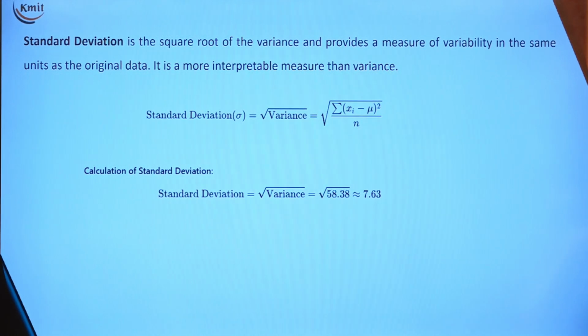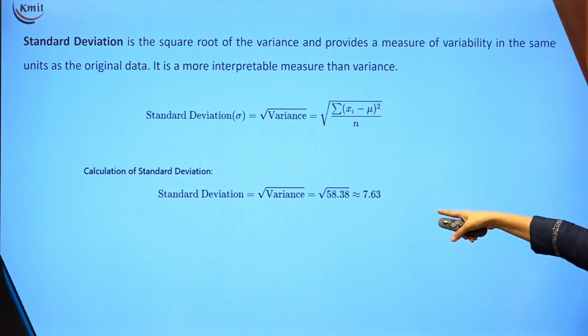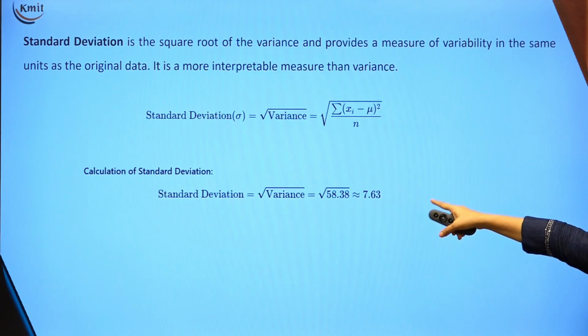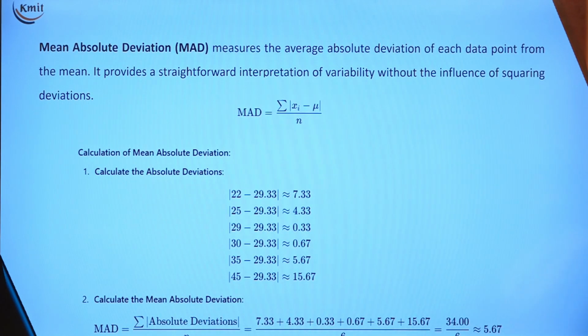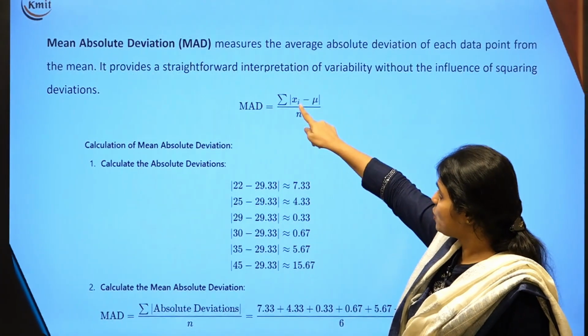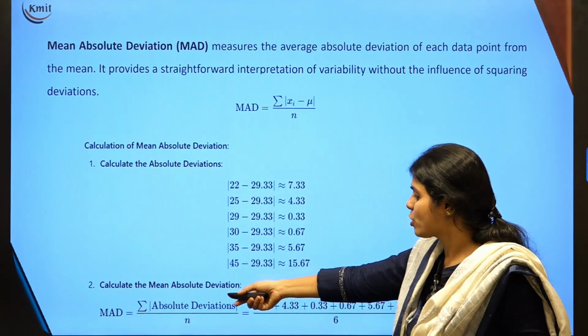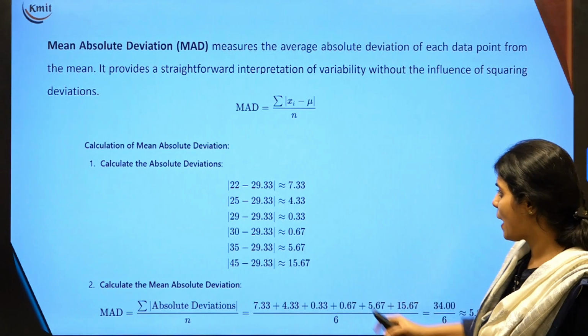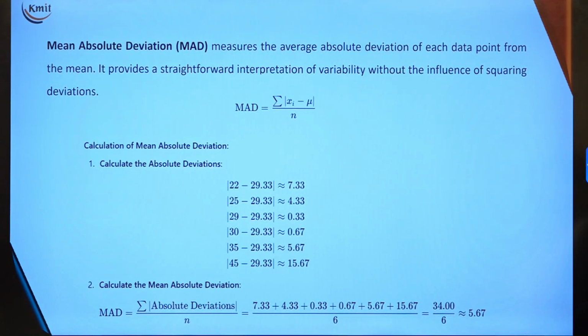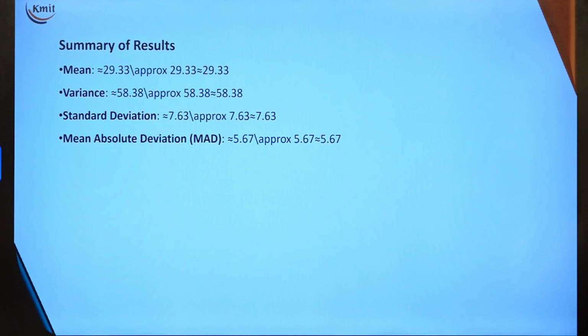Now when I talk about standard deviation, standard deviation is nothing but the square root of variance. Here the variance which I have got is 58.38, and the square root of 58.38 is 7.63. Now when I talk about mean absolute deviation, instead of squaring, I take the difference between each data point and the mean, and the absolute value of that. Mean absolute deviation is the summation of all the absolute deviations divided by the total number, which is around 5.67.